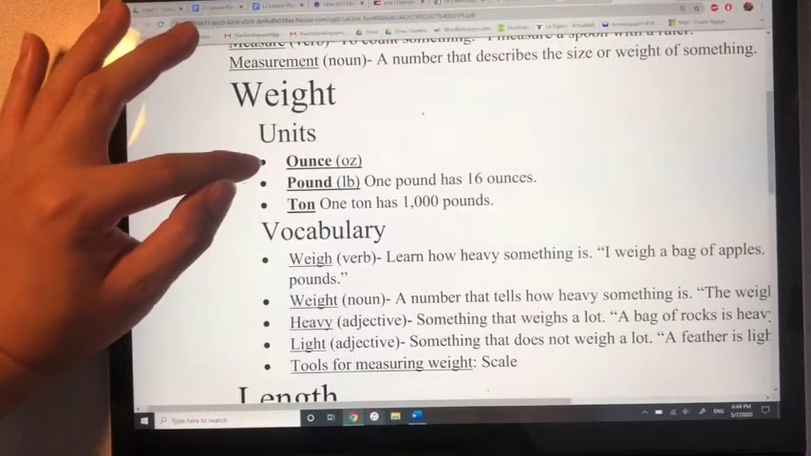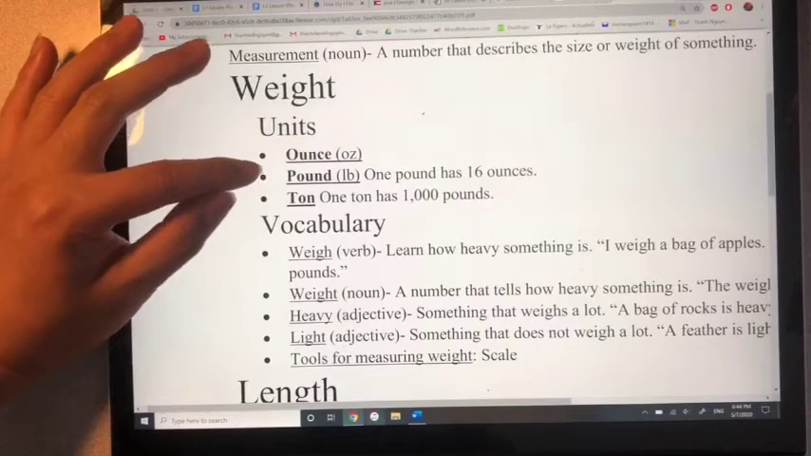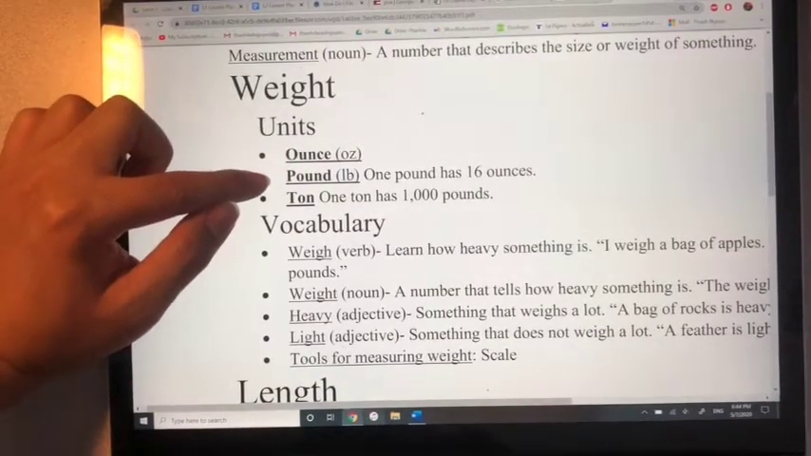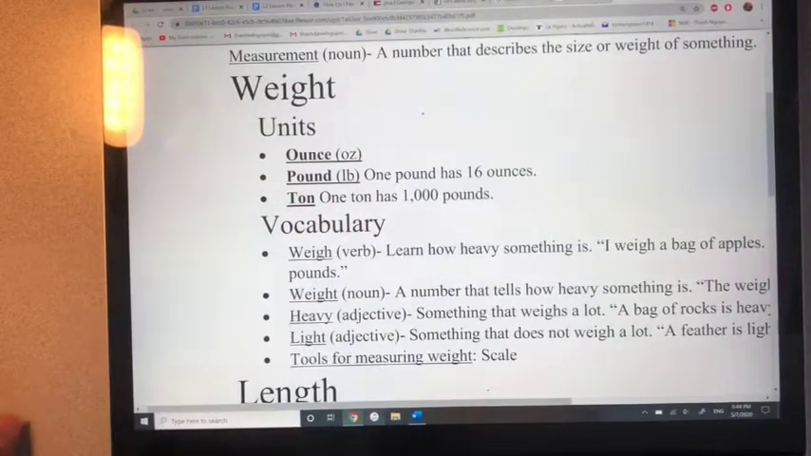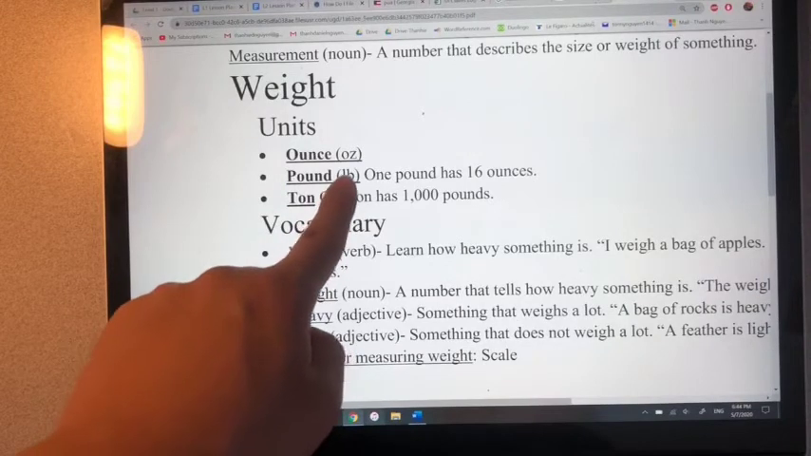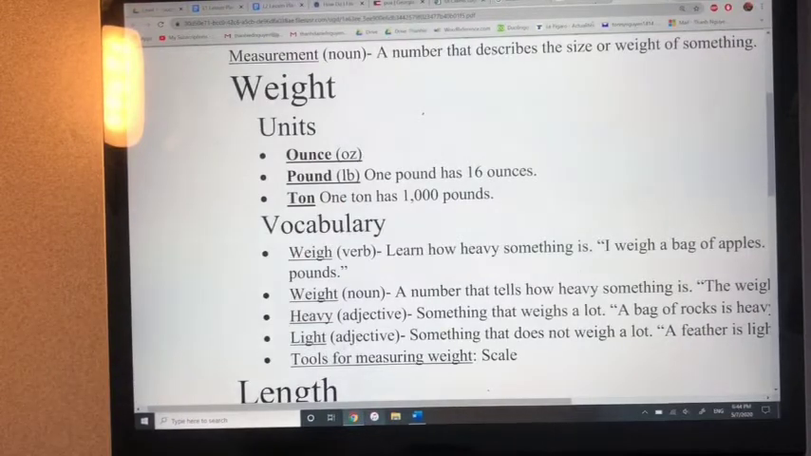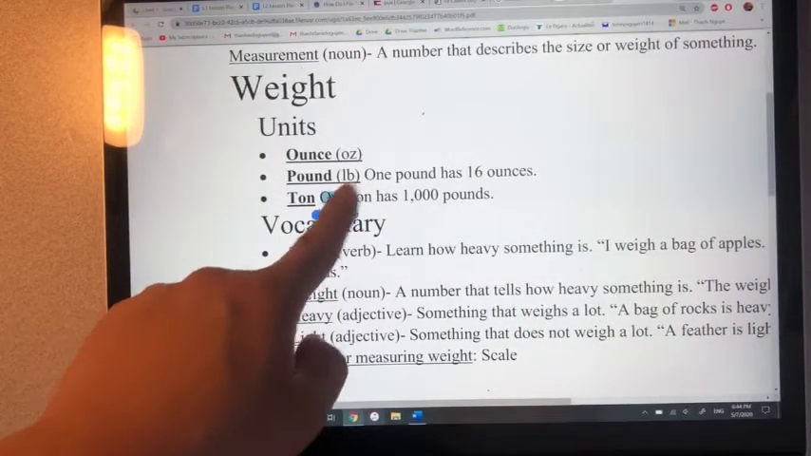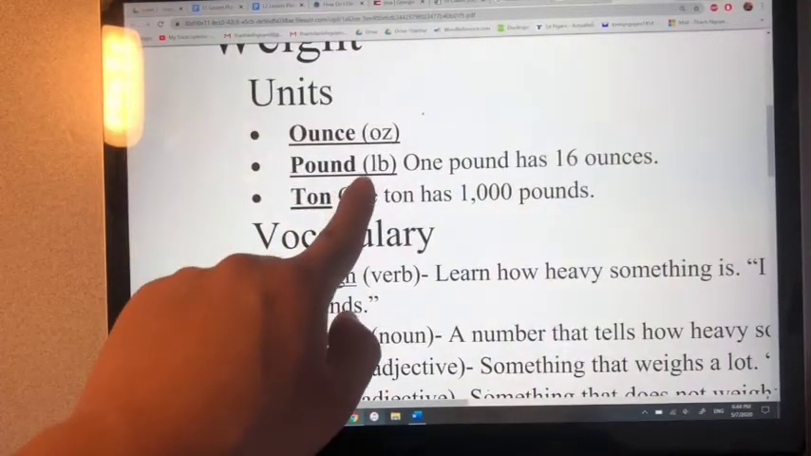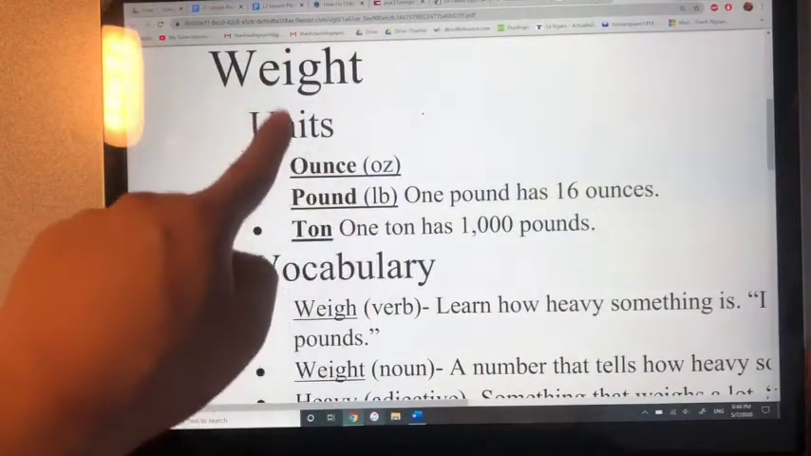Ounce is the smallest unit, and ton is the biggest unit. Pound is the unit we use the most. It is the most common unit. We use pound for everything. When we measure our weight, we use pounds. When we measure anything medium size, we use pounds. If we measure a book, or if we measure groceries like apples or oranges, we use a pound. The pound is the most common unit of weight.